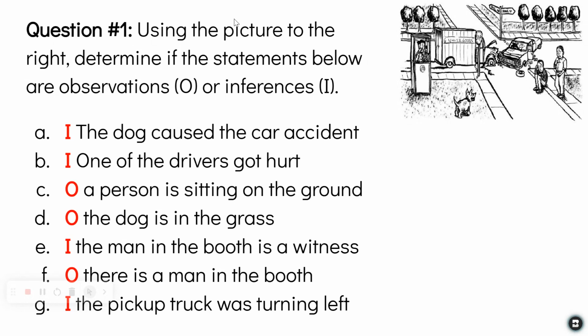And finally, G, the pickup truck was turning left. This is an inference because we are assuming the pickup truck was turning left based off of the positioning of the truck. But if you've ever seen a car accident before, you know cars can be turned around completely and end up in different places than where they were hit.